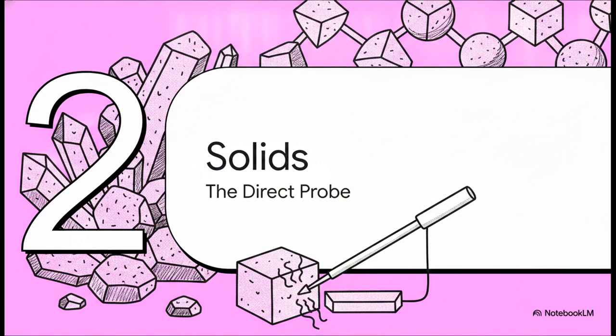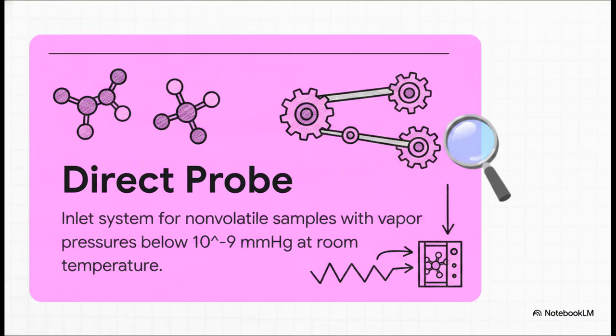Moving on to Section 2, Solids and the Direct Probe. What happens if your sample isn't a gas and definitely does not want to vaporize easily? Let's talk about our more stubborn guests, non-volatile solid samples. Some materials have virtually zero vapor pressure at room temperature. We are talking about pressures lower than 10 to the -9th millimeters of mercury. They just won't vaporize on their own, which makes our trusty molecular leak completely useless.